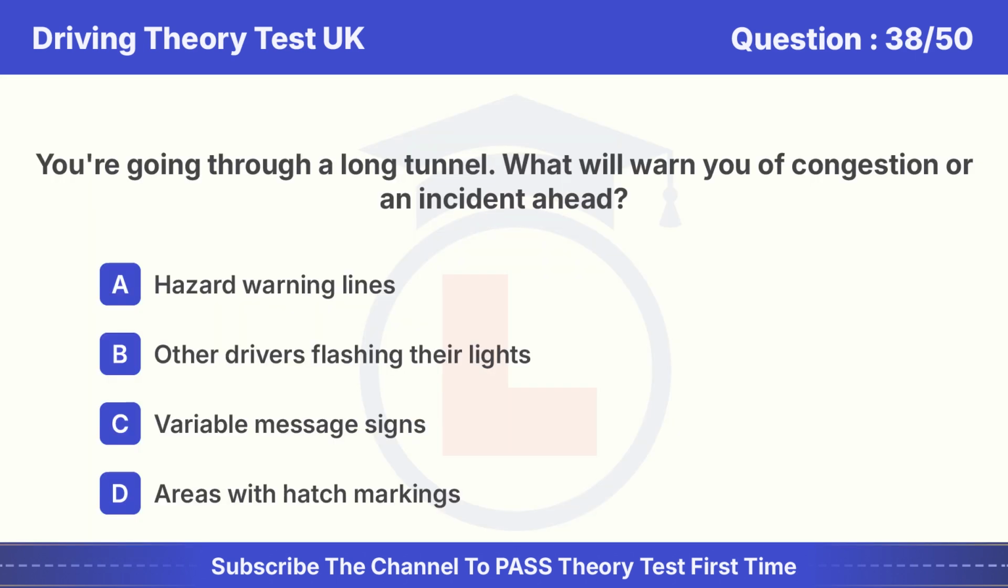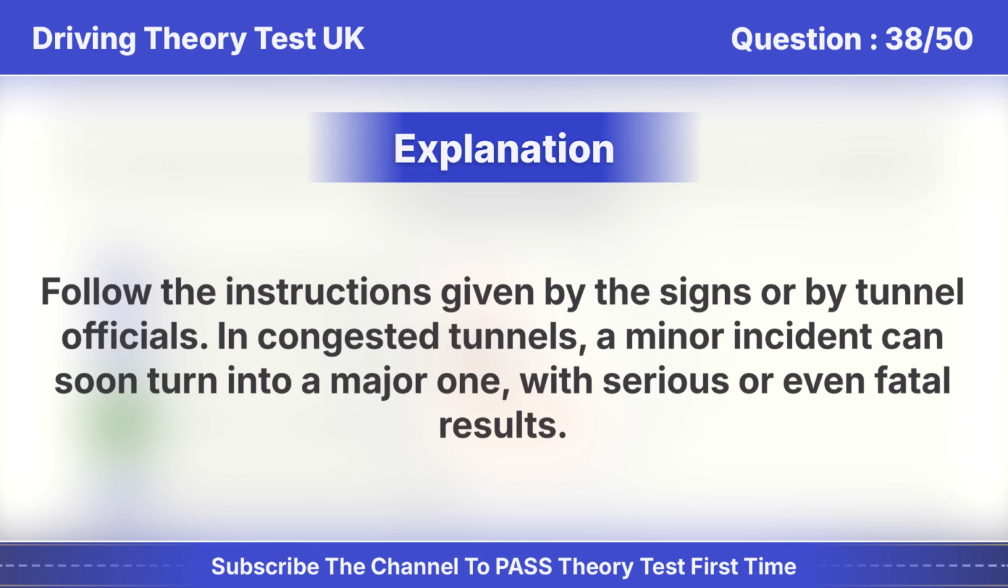Question 38. You're going through a long tunnel. What will warn you of congestion or an incident ahead? Answer is C. Variable message signs. Follow the instructions given by the signs or by tunnel officials. In congested tunnels, a minor incident can soon turn into a major one, with serious or even fatal results.